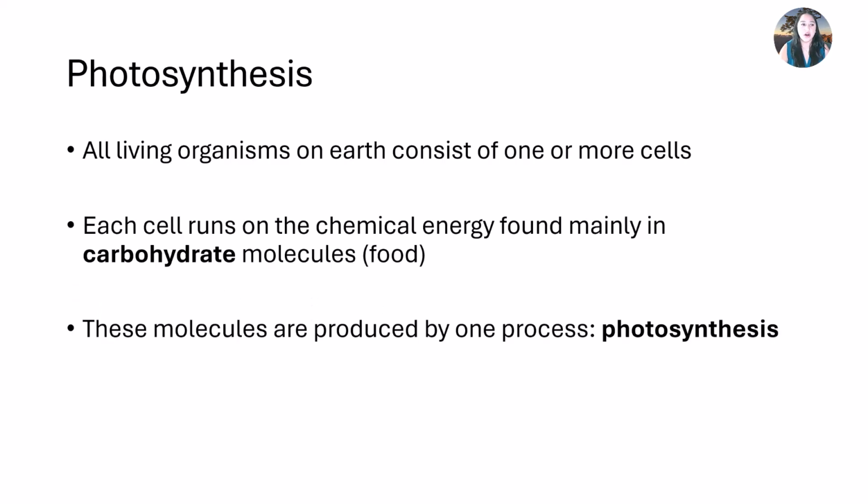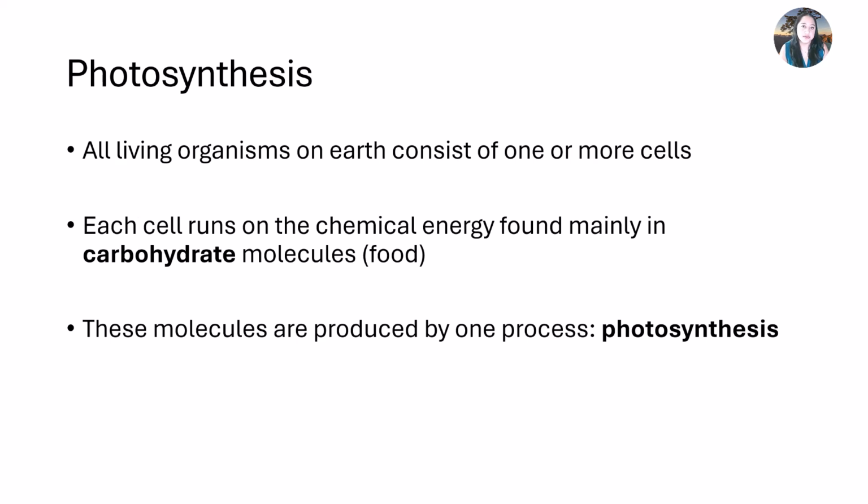And again, if we think about the big picture and the food chain and food webs, it all starts with photosynthesis. All living organisms on Earth have one or more cells. Some things are just one cell, and that's one organism. Other things like us are made of trillions of cells. I don't know if trillions is accurate, but you get what I'm saying. Each cell runs on the chemical energy found in carbohydrate molecules. So from the food that we eat, we get carbohydrates that we break down into the smallest one, glucose, and then we do cellular respiration. But where did that come from?